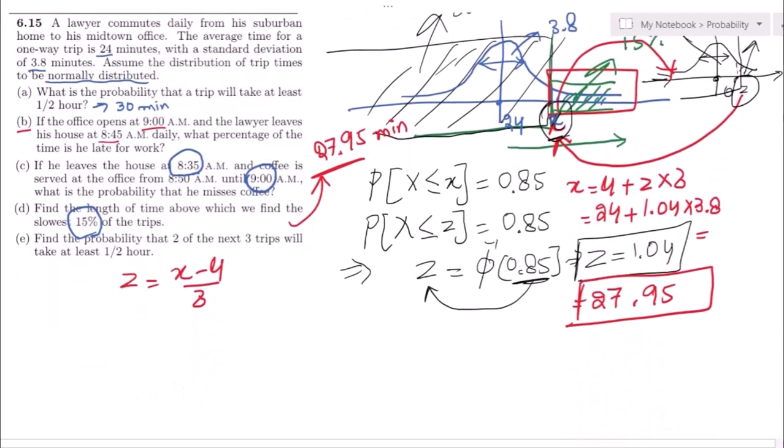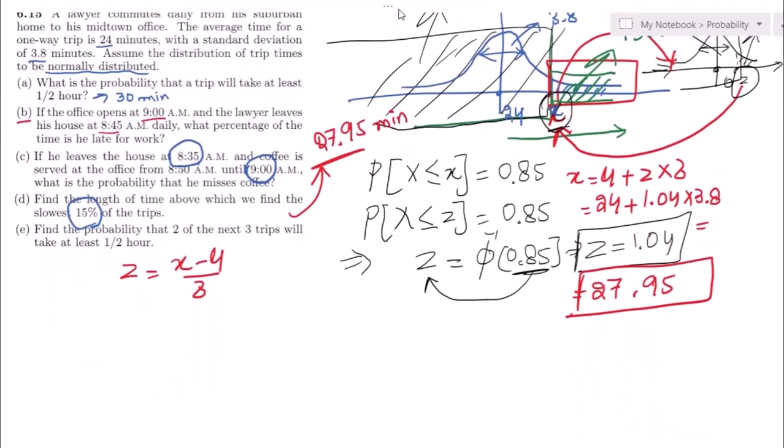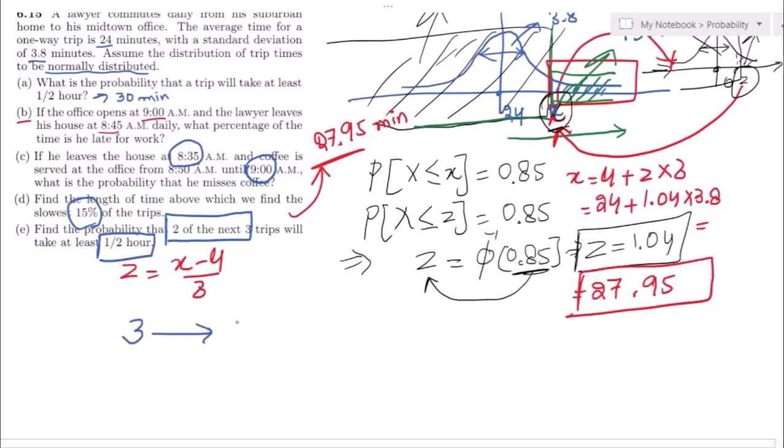Let us move down for part E of my question. Let me change the color. Find the probability that 2 out of the next 3 trips will take at least 1/2 hours. Means we have 3 trips, and out of them 2 of the trips will take 1/2 hours. First of all we have to find the probability that the delay will be 0.5 hours or 30 minutes.